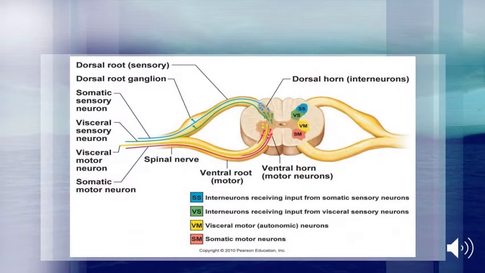In this cross section, you see that the spinal cord has a centrally butterfly-looking structure, which is the gray matter, and this contains the cell bodies. And the peripheral part is the white matter, which contains the axons. And the spinal cord has 2 roots, the dorsal root in the back and the ventral root in front. Together they form the spinal nerve.